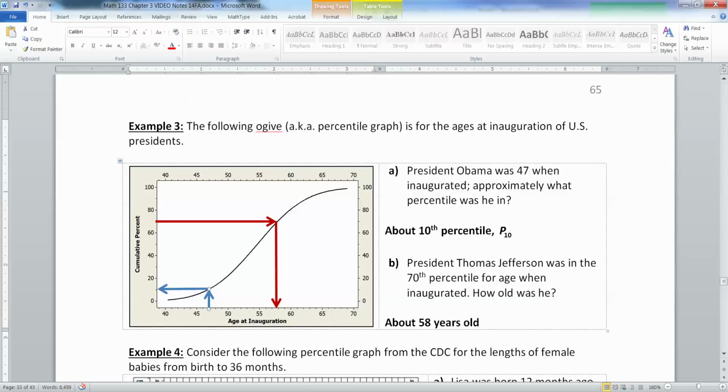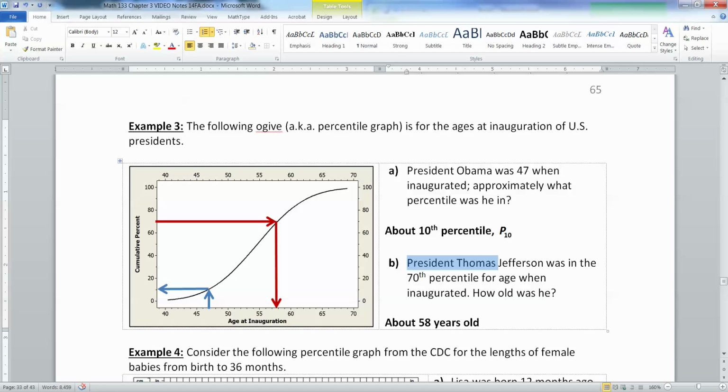And then I drew straight up from 47 to hit the curve. Then I took my arrow and went straight horizontally left, or you could have gone right, but it would have been farther, over to the nearest axis, and I found that that was about where the 10 hits, so he's about the 10th percentile, or P10.